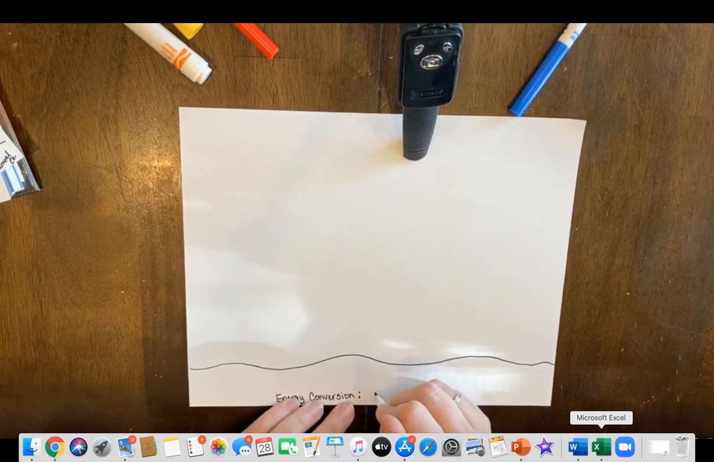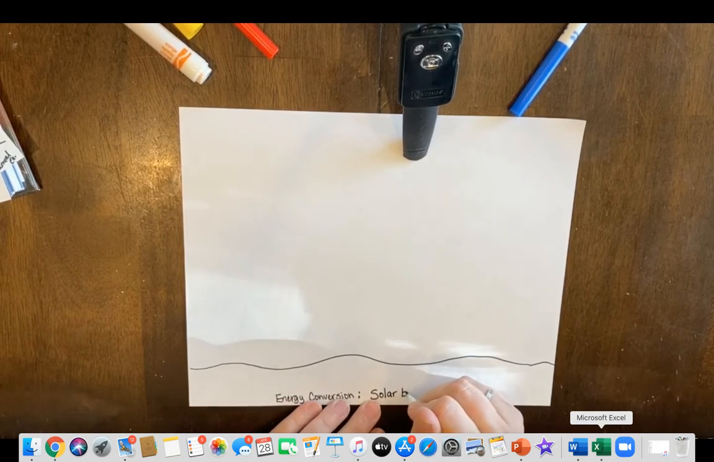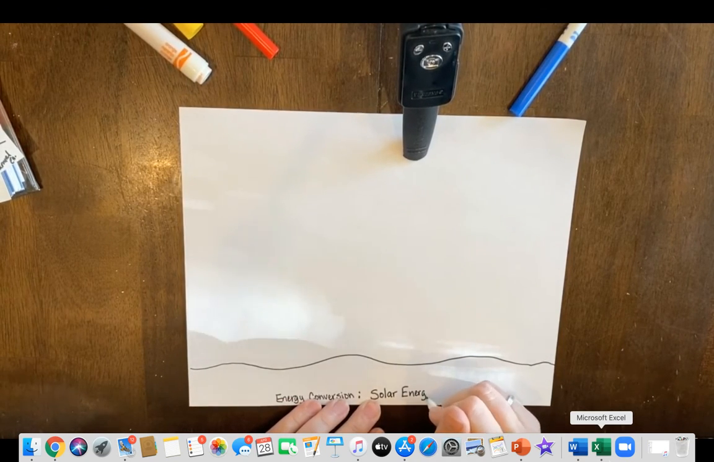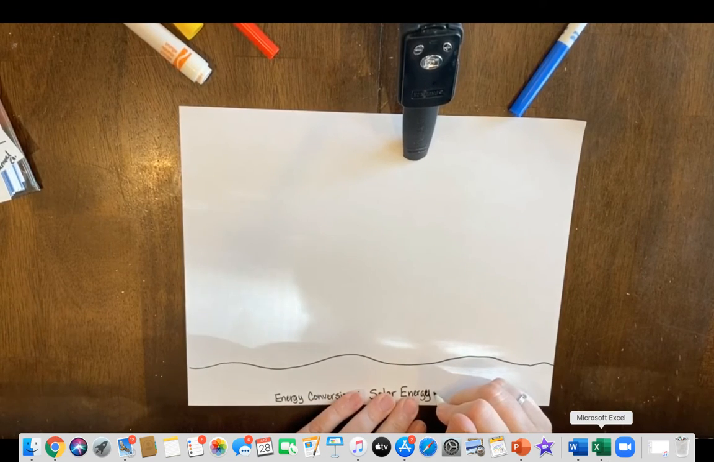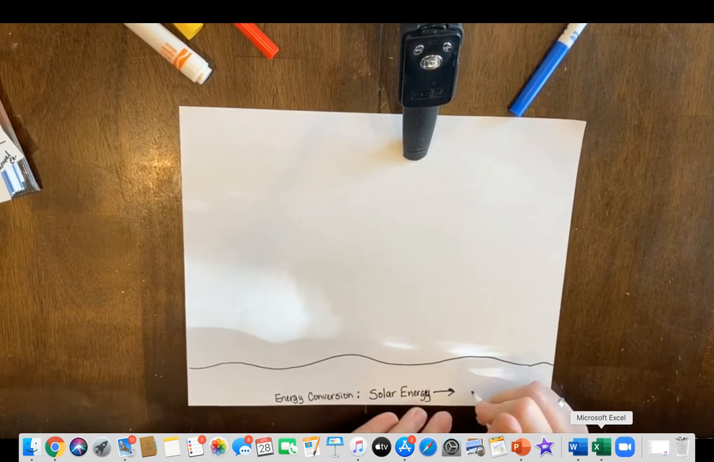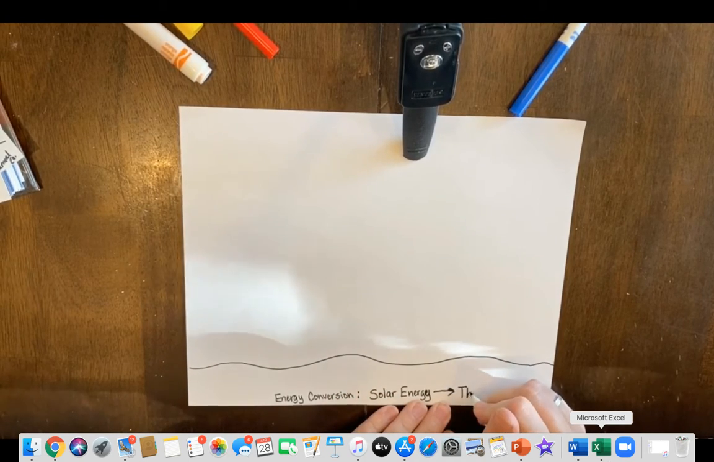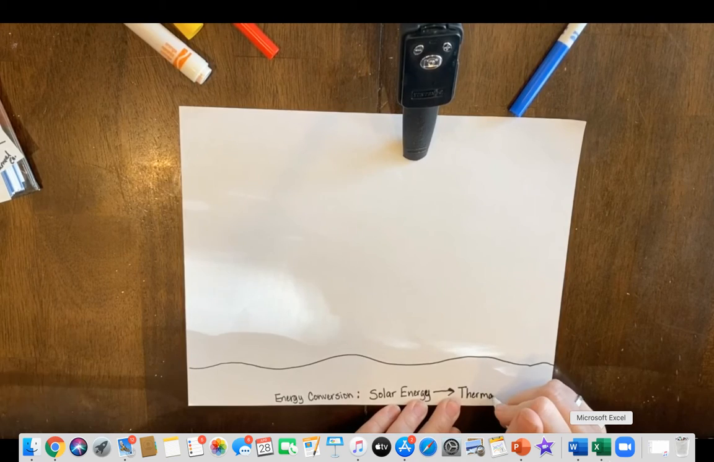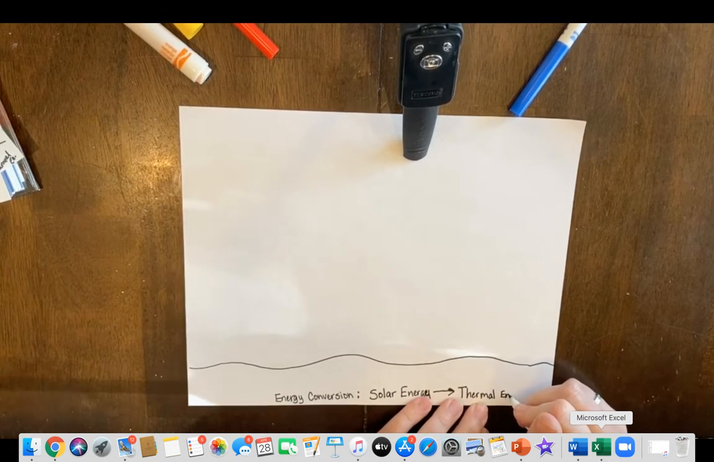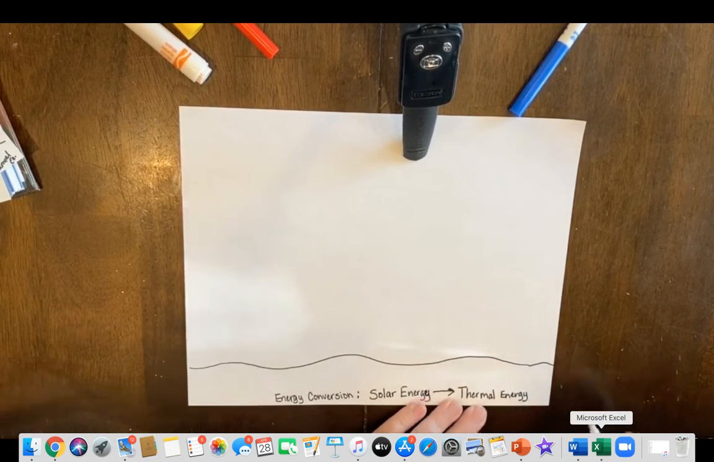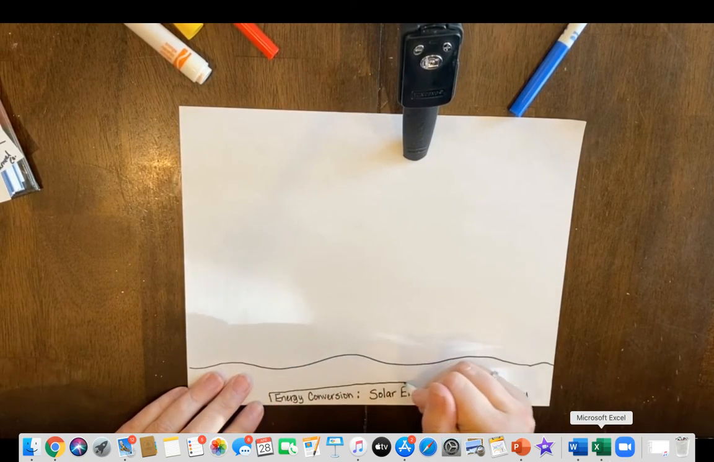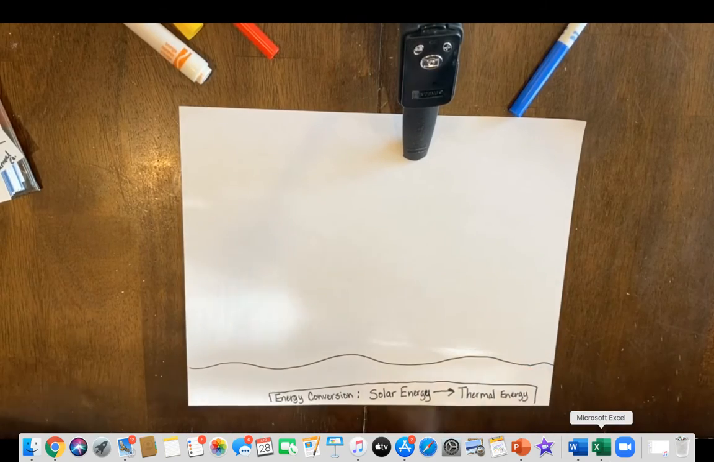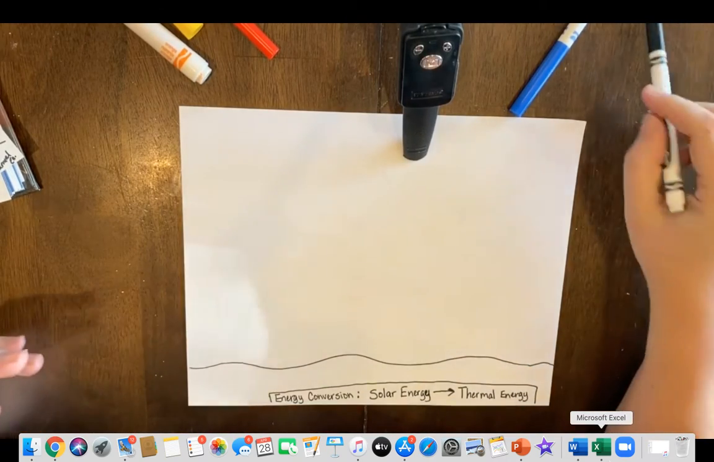colon, I'm going to take solar energy. So that's the light. Let's spell energy correctly. And it's going to convert into thermal energy. Okay, so this takes place of my sun and those arrows showing that energy transfer.